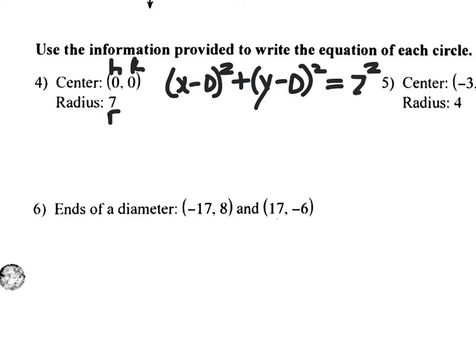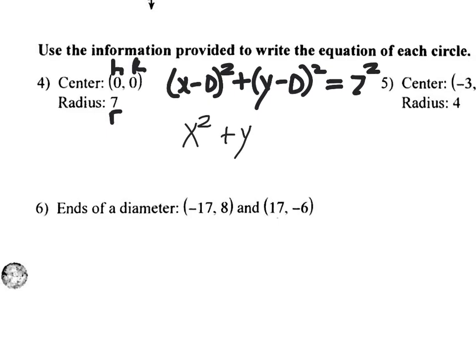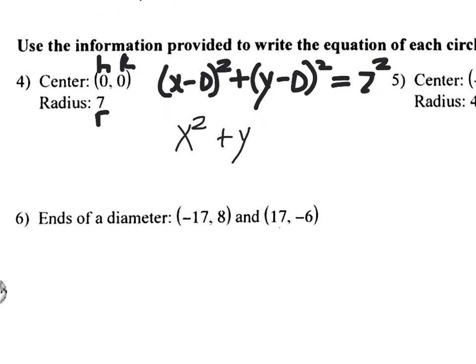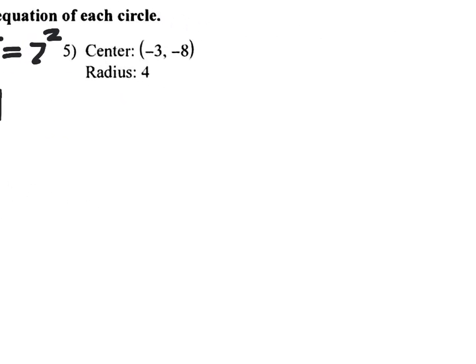Now, you'll want to simplify this, especially on the state test on the computer. It's probably not going to accept that. So what you want to put is this right here. That's just going to be x squared because you're subtracting 0. That's going to be y squared. And then 7 squared is 49. There you go. Okay. What about this one?